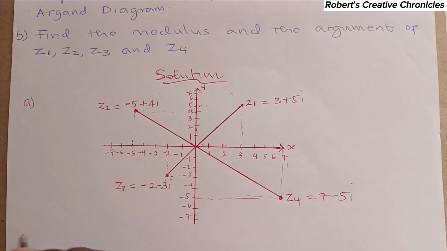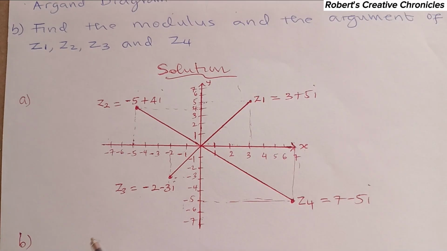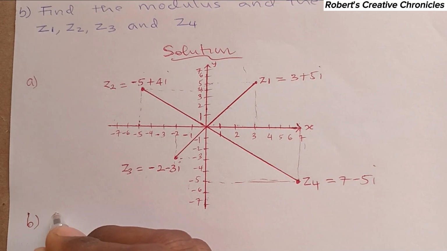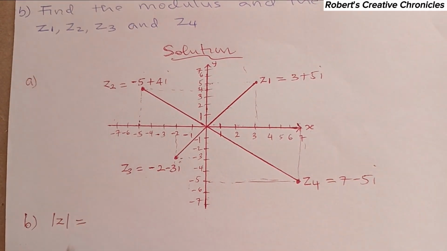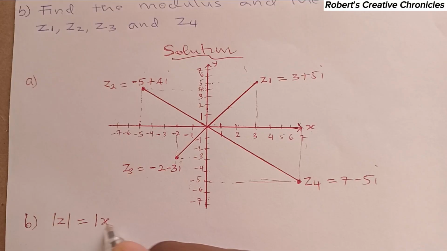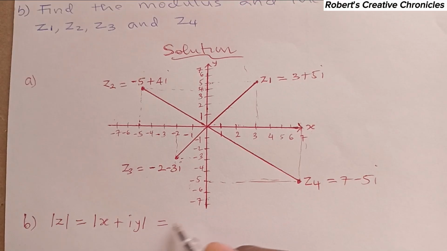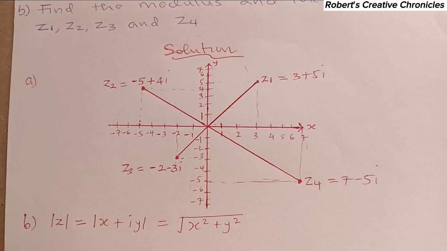So now let's move to B. Now the modulus. The modulus is also known as the absolute value. So it has its own formula. It's given by, this is the modulus of Z. This equals the modulus of x plus iy, which is the complex number, which equals the square root of x squared plus y squared.